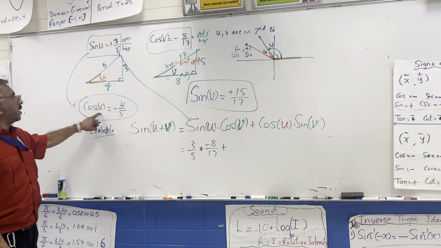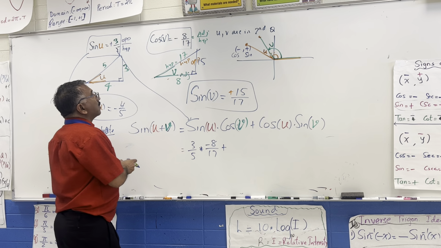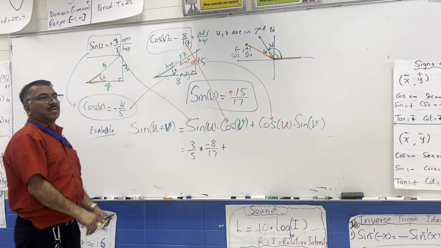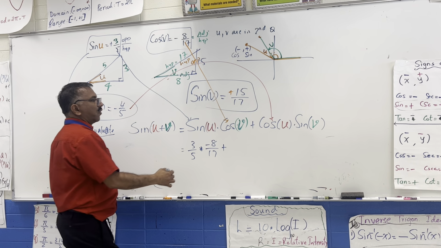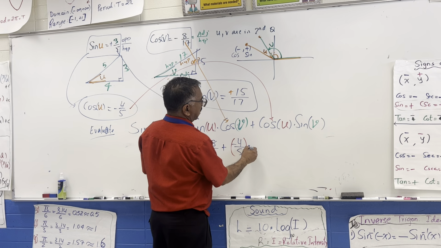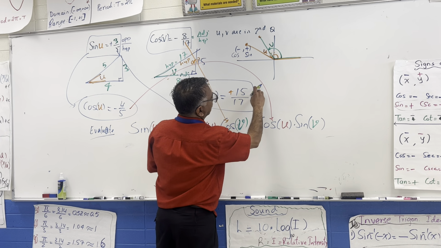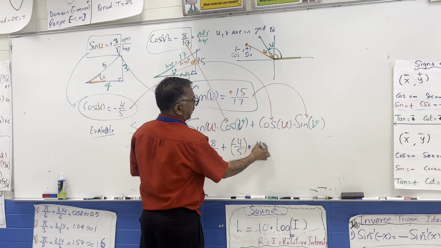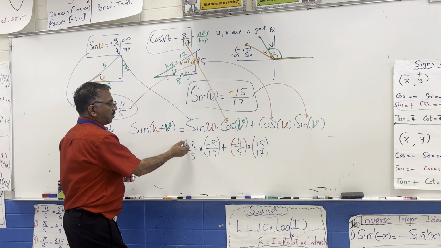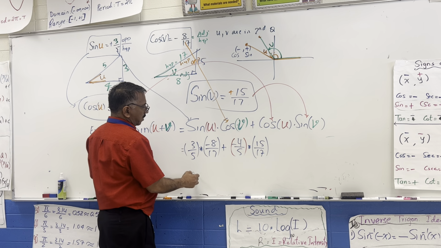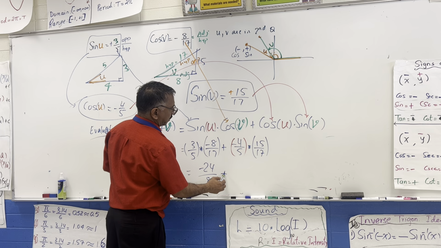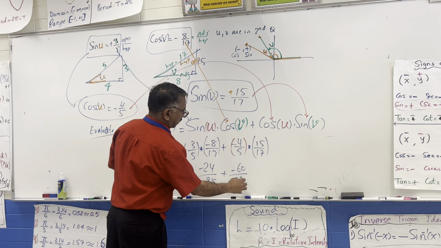And then cosine u is right here. So this part goes right here. This goes right here. Agree? That is minus 4/5. So minus 4/5. And put a bracket just to show that it's together. And sine v, this one goes right here, which is 15 over 7. If you want, you can put this parenthesis, not needed, just to show that I'm multiplying, right? So, 24 over 85 plus negative 60 over 85, which equals negative 84 over 85.